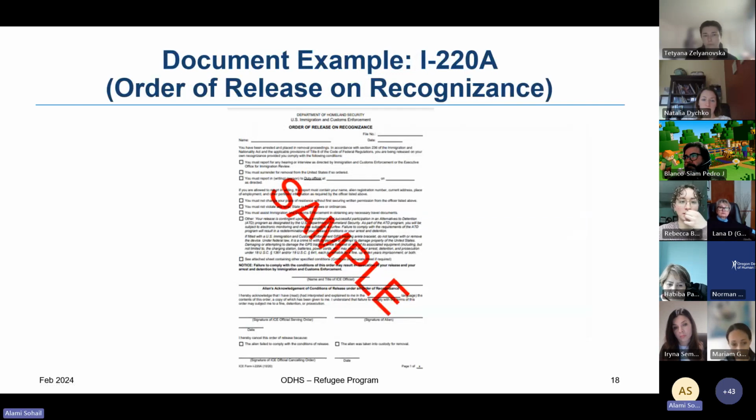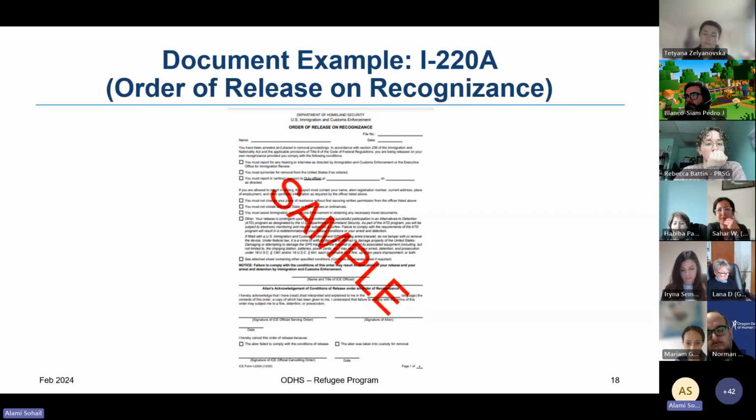Okay, this is where it gets tricky. So these only apply to Cuban and Haitian entrants. So remember when we talked about Cuban and Haitian entrants, we said they are either paroled. So if they're paroled, most of the time they would have an I-94, or an interim notice of parole. If they're not paroled, then they would usually have either an order of release on recognizance or a notice to appear. And what this shows is that they came into the U.S.